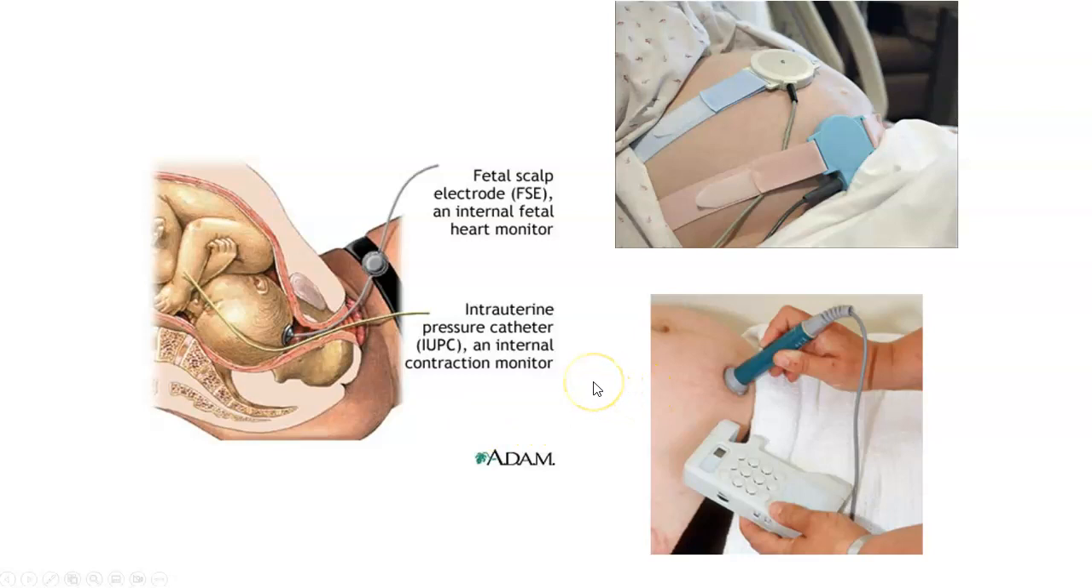Here we're just looking at ways that the fetus is monitored during birth, just to make sure there's no fetal distress. There are a number of ways that can happen. They can put in a catheter to monitor the internal contractions. They can put in a fetal scalp electrode to monitor the heart rate of the fetus. There are lots of devices that can be done to ensure that the emerging baby is safe during the process.